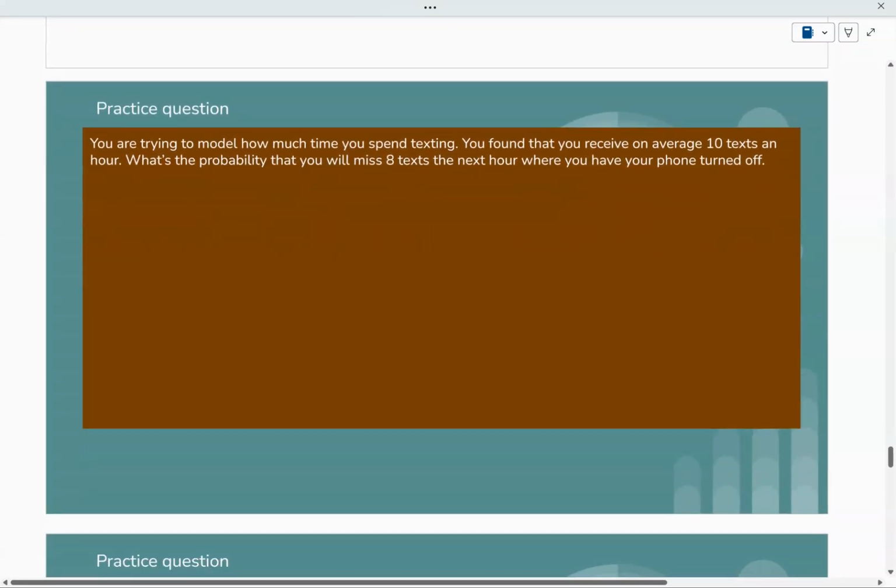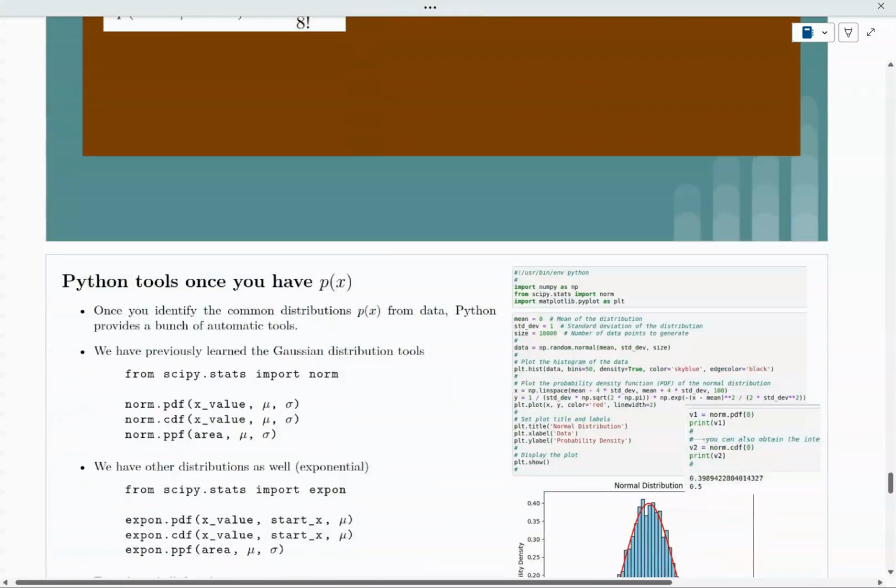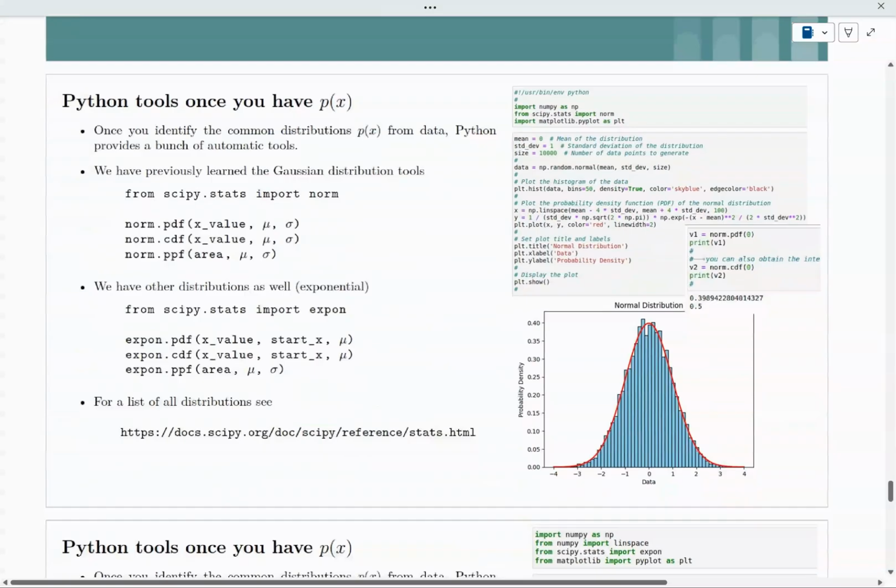All right, if you solve that one, here's the next exercise. You're trying to model how much time you spend texting. You found that you receive on average 10 texts an hour. What is the probability that you will miss 8 texts in the next hour when you have your phone turned off? Okay, so you want to do that one. The answer is here.